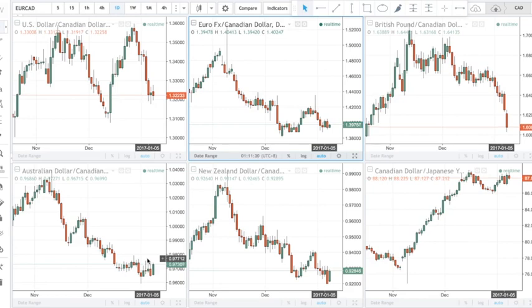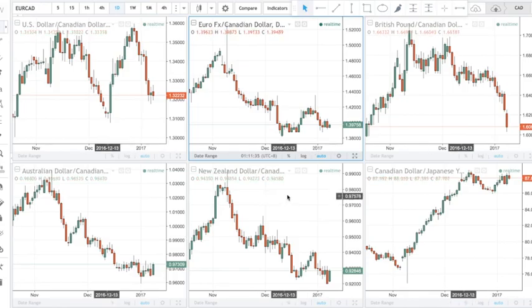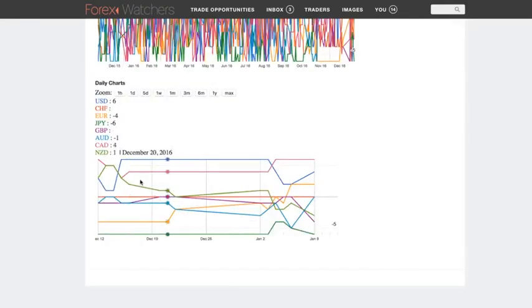Okay, so let's take a look at some of these examples here. Let's go back to the strength meter. On that day, what are the numbers? Let's get down to them. So we have CAD as +5 right up here. I'm going to put my mouse there again.